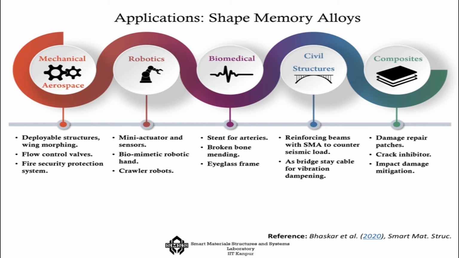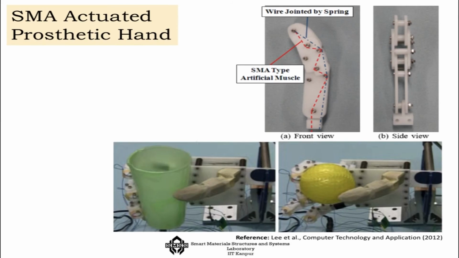Applications, as I told you, are phenomenal. It is increasing every day: mechanical, robotics, biomedical, civil structures and composites. Specifically for robotics, it is used in mini actuators, sensors, biomimetic robotic hands and crawler robots. So there are very many applications of shape memory alloys today.